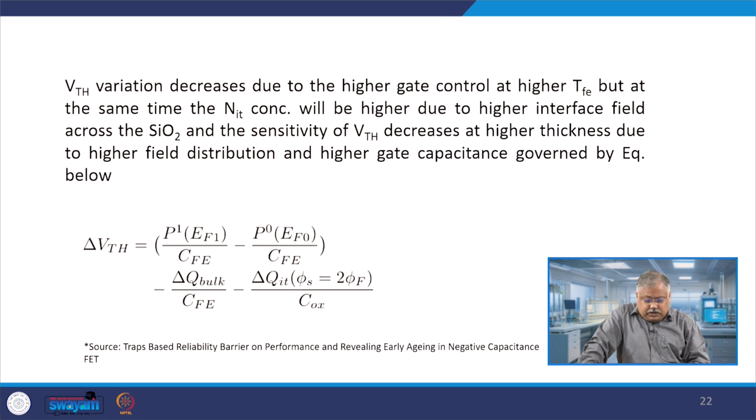Okay. So, with this we found an analytical expression where delta VTH is governed by the value of CFE and COX, and it is given by this expression here. Though this is not quite critical for a UG student, a PG or a research student will find this expression quite useful while realizing the trap dependency on the value of the threshold voltage.